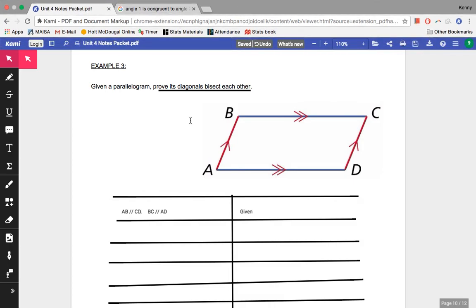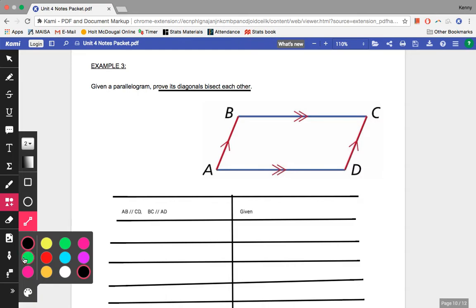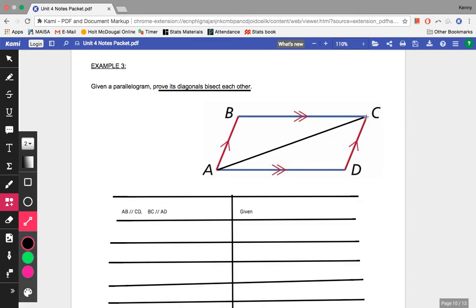Alright guys, you're going to have to bear with me as I do this proof on my computer on a PDF annotator. So, in example 3 on your notes, we're going to prove that the diagonals bisect each other. One thing that's different about this proof is that if we're going to prove the diagonals bisect each other, we have to draw both diagonals in our proof. Alright, so go ahead and draw both diagonals from A to C and from B to D.